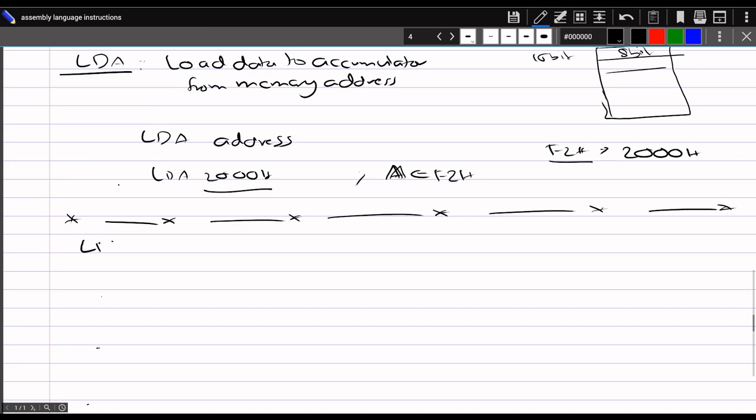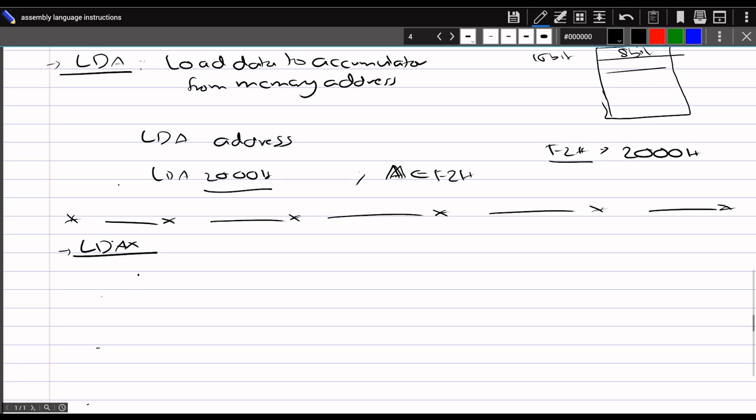In this video, we'll talk about the LDAX instruction. The operation of LDA and LDAX are the same. They basically load data to the accumulator from a memory address. But the syntax of LDAX is not the same as that of LDA.